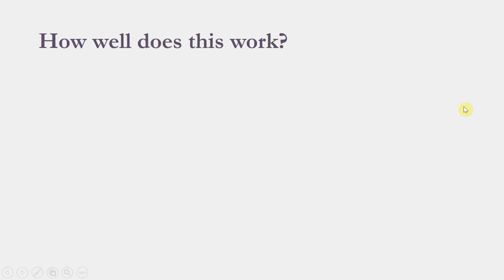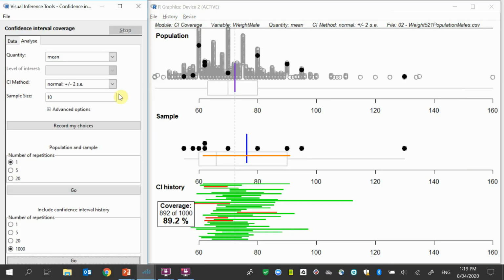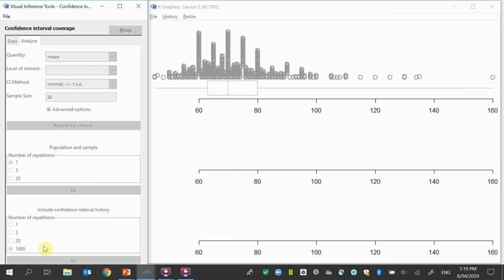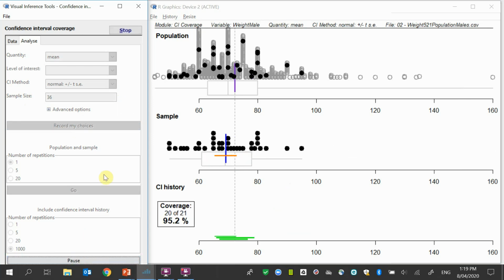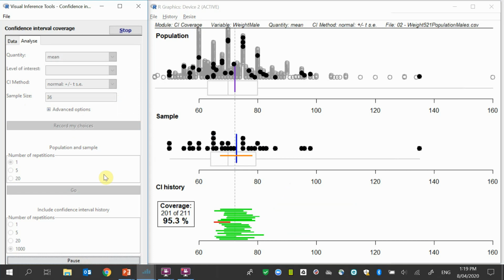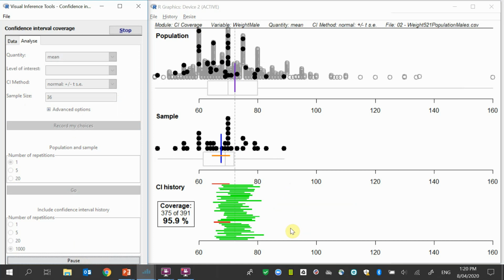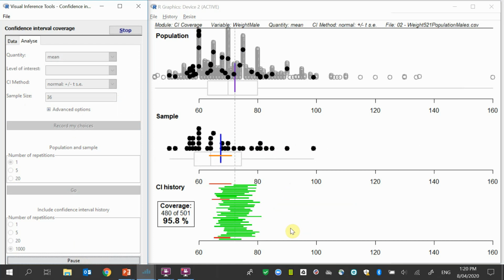So let's see how well this works, because if we went through all that work and it didn't actually help, that's not going to be of much benefit to us. So we're going to switch now from a 2 standard error interval to a t standard error interval. We'll go back to samples of 36. So 36 worked pretty well anyway. The t multiplier now has changed from 2 to 2.03. It's got a tiny bit bigger. So all of these intervals down here are a tiny bit wider than they were before. You're not even going to be able to see the difference.